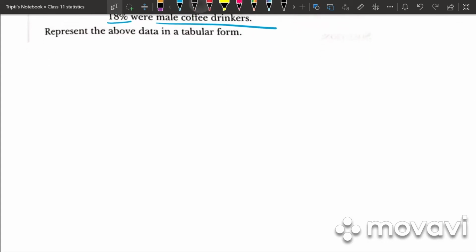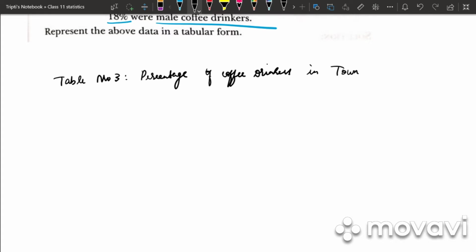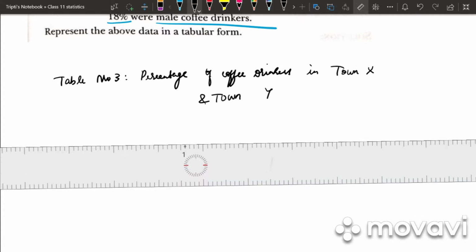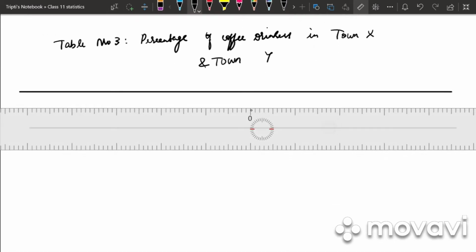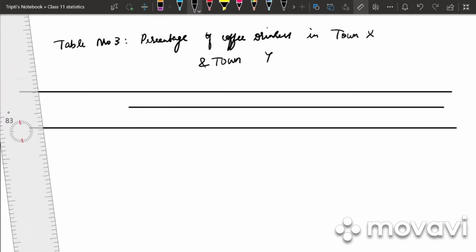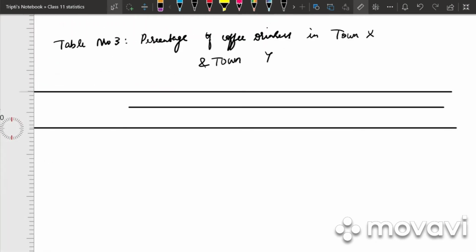So let us draw the table. First thing we need to write is table number 3, and then we'll be writing a title of the table: percentage of coffee drinkers in town X and town Y. So how many columns will we have? We have two towns, town X and town Y, and then we have coffee drinkers and non-coffee drinkers, so that will be our attribute.